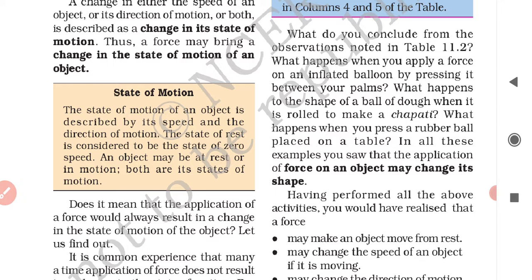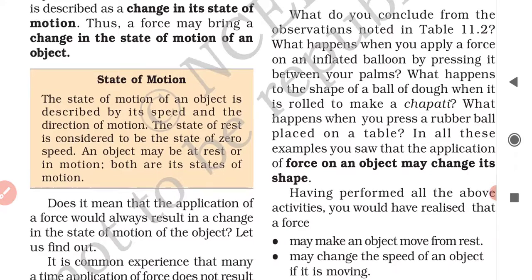Again, when a rubber ball which is placed on the table is pressed, how to press it? Simply with our hands. Then again its shape will be changed. Why? Because we are applying force in this case. So in all these examples, you saw that the application of force on an object may change its shape.